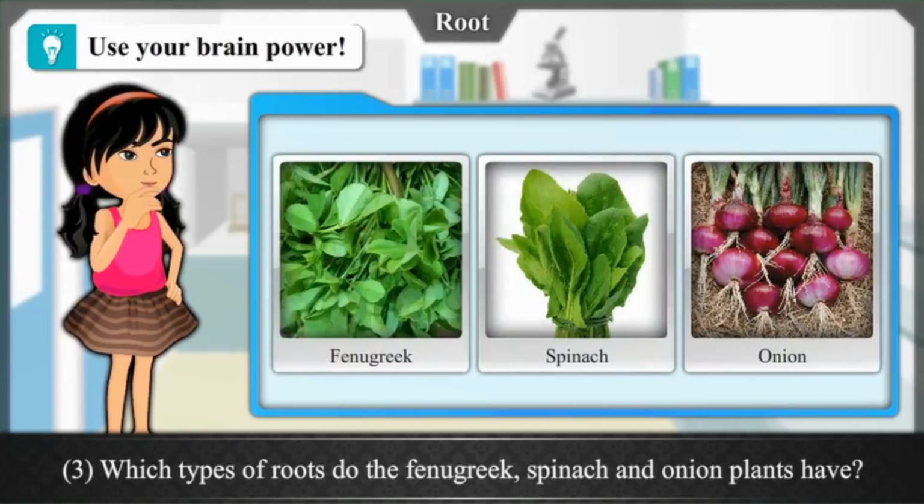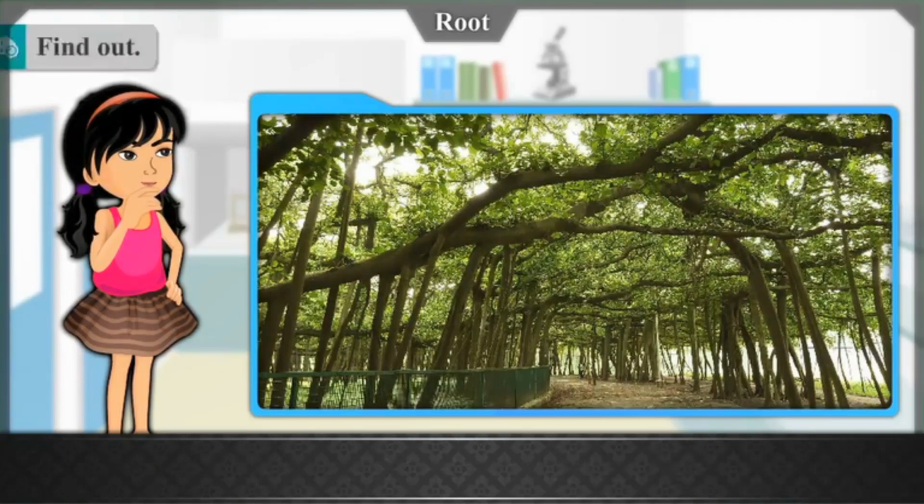In the beginning, the banyan tree has very few prop roots. But later on, their number increases, and the tree spreads over a large area. Collect images of prop roots.